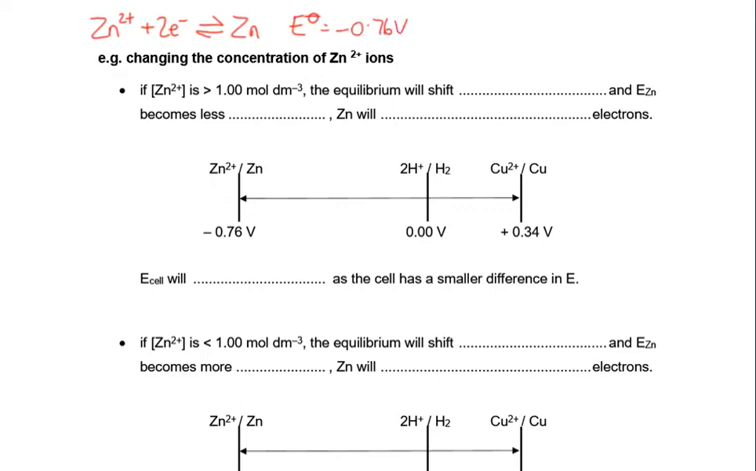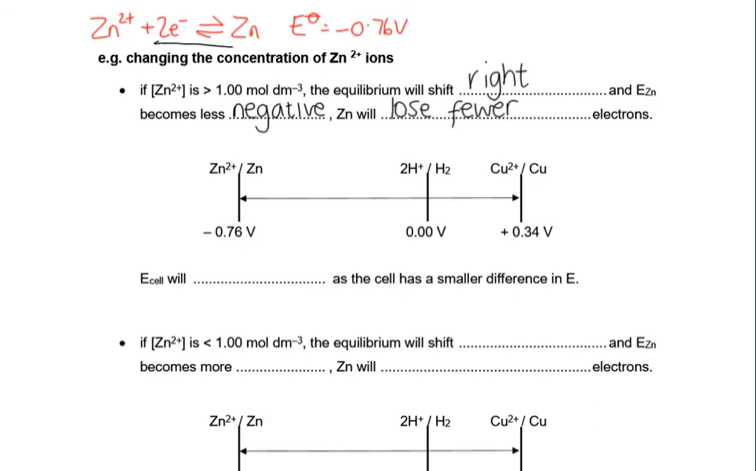If we increase the zinc 2+, then the equilibrium is going to shift right, that equilibrium that we're talking about, and the E0 becomes less negative, but now we have to remember that actually in this reaction zinc is being oxidised and losing electrons. So if we are shifting right, we're going to have more zinc, and zinc will be losing fewer electrons.